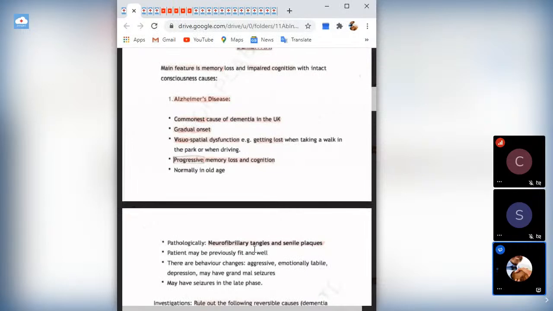Grand mal seizures. What's a grand mal seizure? There's petit mal, there's grand mal. Okay, what's a grand mal seizure, guys? When you hear the word grand mal seizure, what comes to your mind?